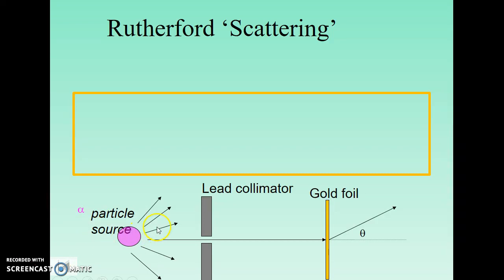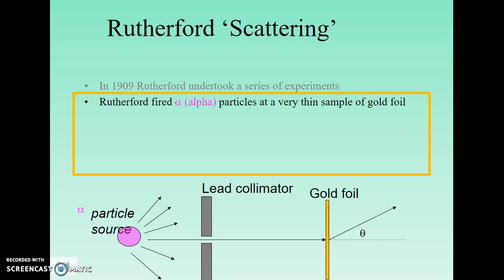On the left we have a particle source of alpha particles. Now remember, an alpha particle is simply a helium nucleus, so that's without the electrons. We'll look at that also a little bit later. Between the particle source and the gold foil, there was a lead collimator, somewhere where the lead could block off the alpha particles, and then only a stream of alpha particles would pass through.